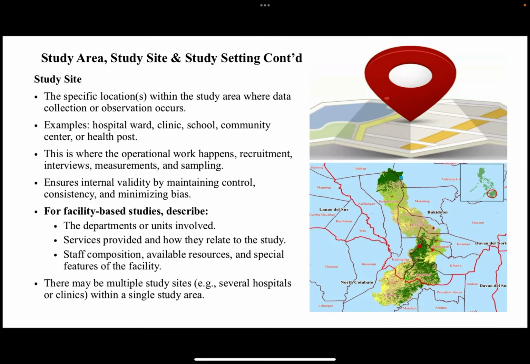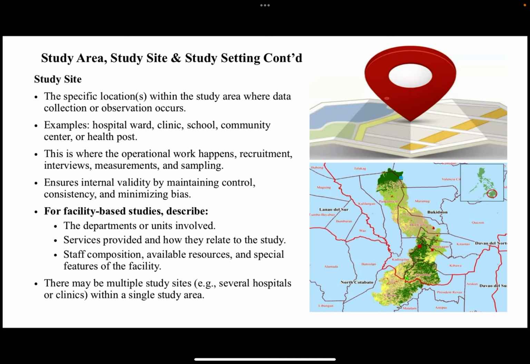Now let's quickly go through the study site. Then I will explain the differences between the two. Now, a study site is the specific location within the study area where the data collection or observation occurs. Examples: hospital ward, clinic, school, community center, or health post. This is where the operational work itself happens. Recruitment and interviews occur, measurement of several variables, this is where they occur, and this is where the sampling of participants actually takes place. In fact, it forms the internal validity by maintaining control, consistency, and minimizing bias.